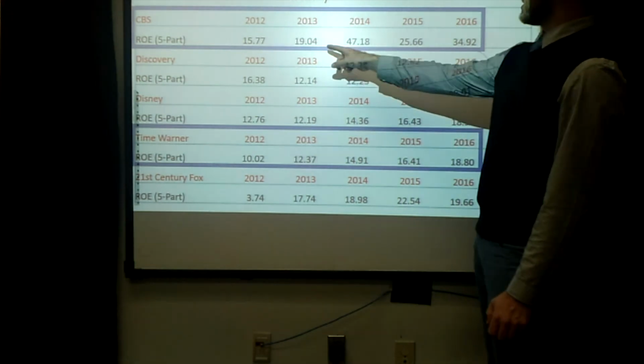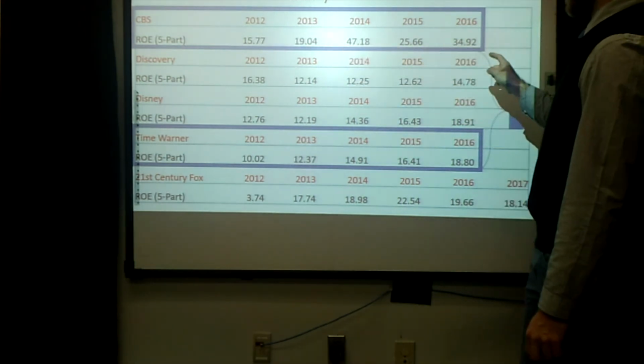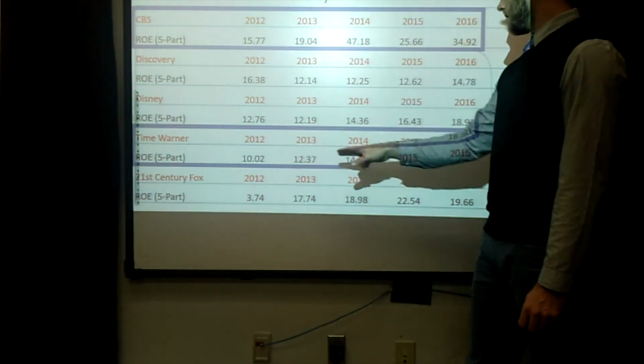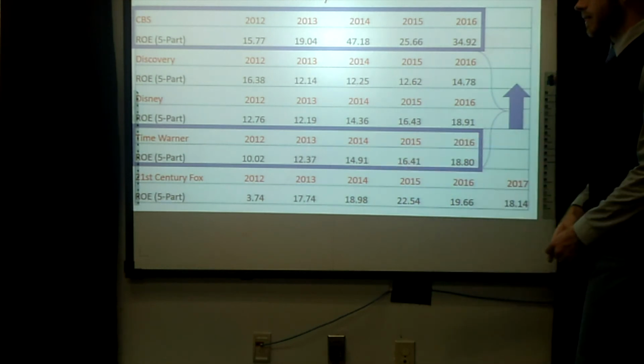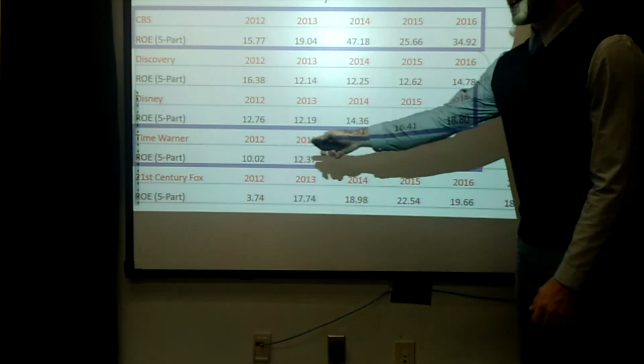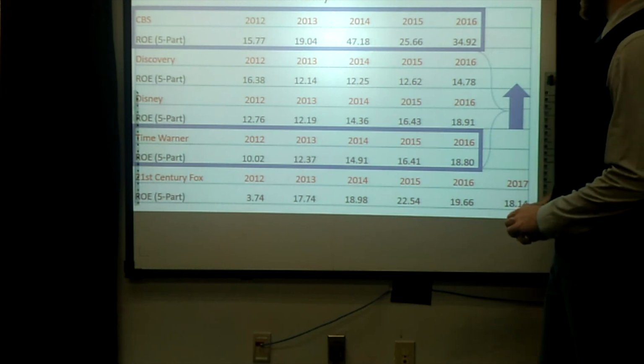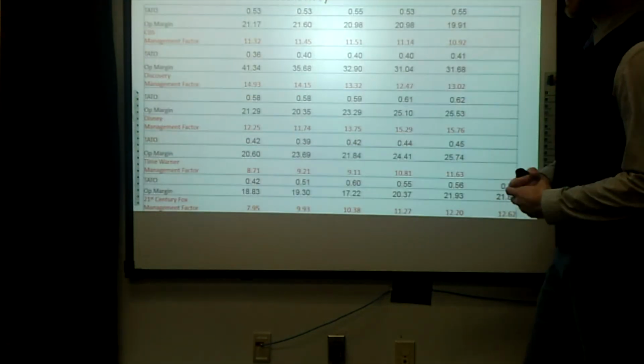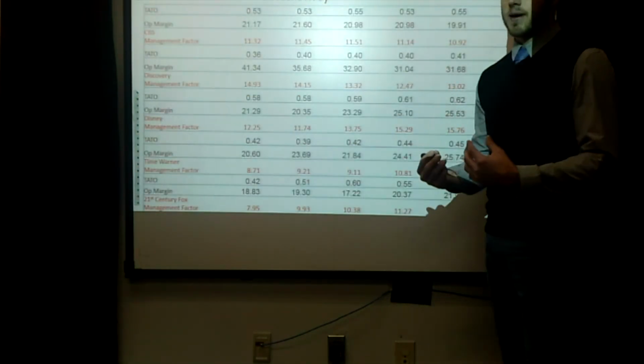So CBS, pretty good ROE right there. Time Warner, constant gains on ROE, and that's something we like to see. They had the most gains from 2012 to 2016, the past 5 years. So now we take a look at it further. We look at the stuff that matters most to us.